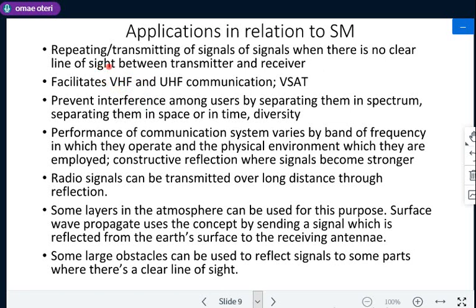So when you are repeating the signals, at some point you involve the repeaters so that the signal can get to the receiver. Then in most cases, if it's a passive repeater, it will just reflect the signal and it gets to the receiver side.